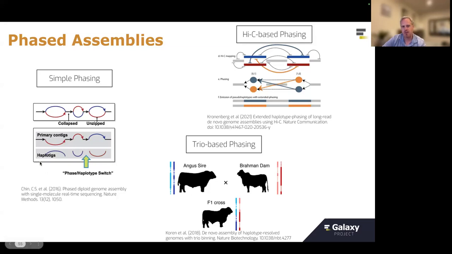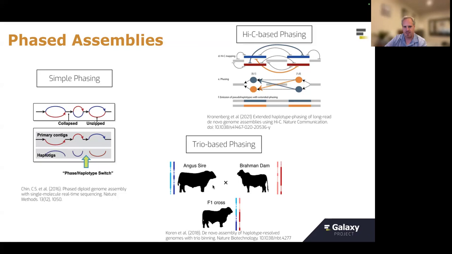Other things you can do is bring in Hi-C data. Again, because most of those physical interactions through Hi-C will be in cis, we can use that to resolve when there's ambiguity about which sequence assemblies should be connected to each other. We can also use optical mapping data in a similar way in order to resolve heterozygous contigs if they're large enough.